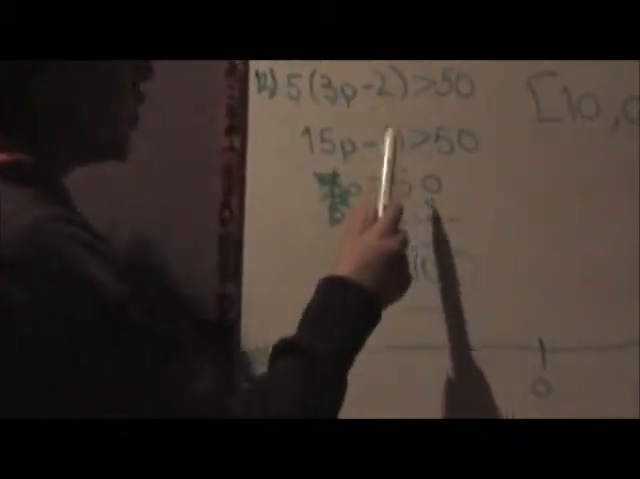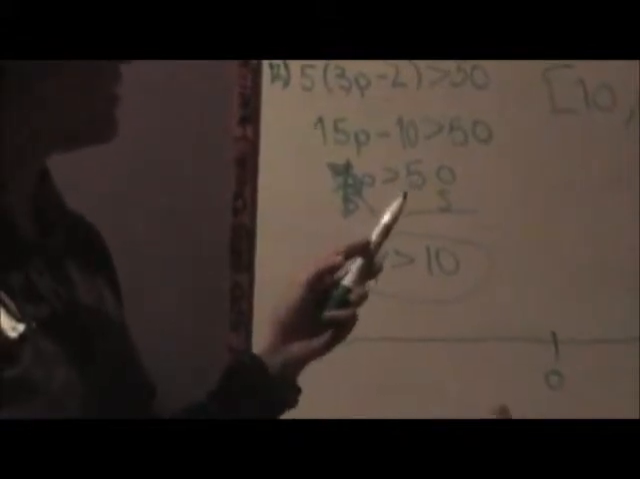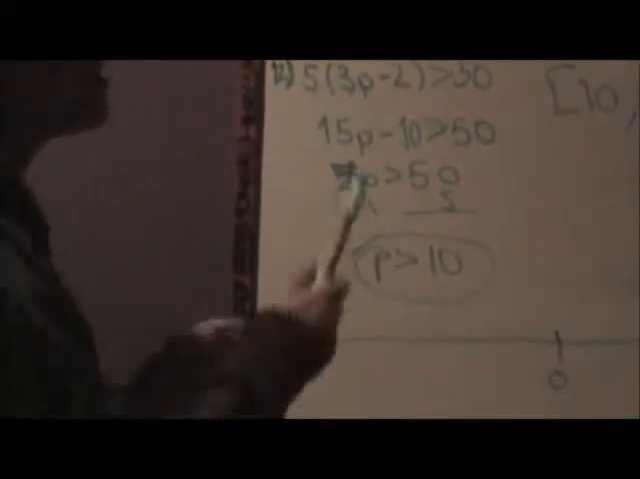So 5 multiplied by 3p is 15p, and 5 multiplied by 2 is 10. So 15p - 10. And then we leave the 50 as it is on the right side. Then to leave the variable alone, we have to divide by 5 on both sides.